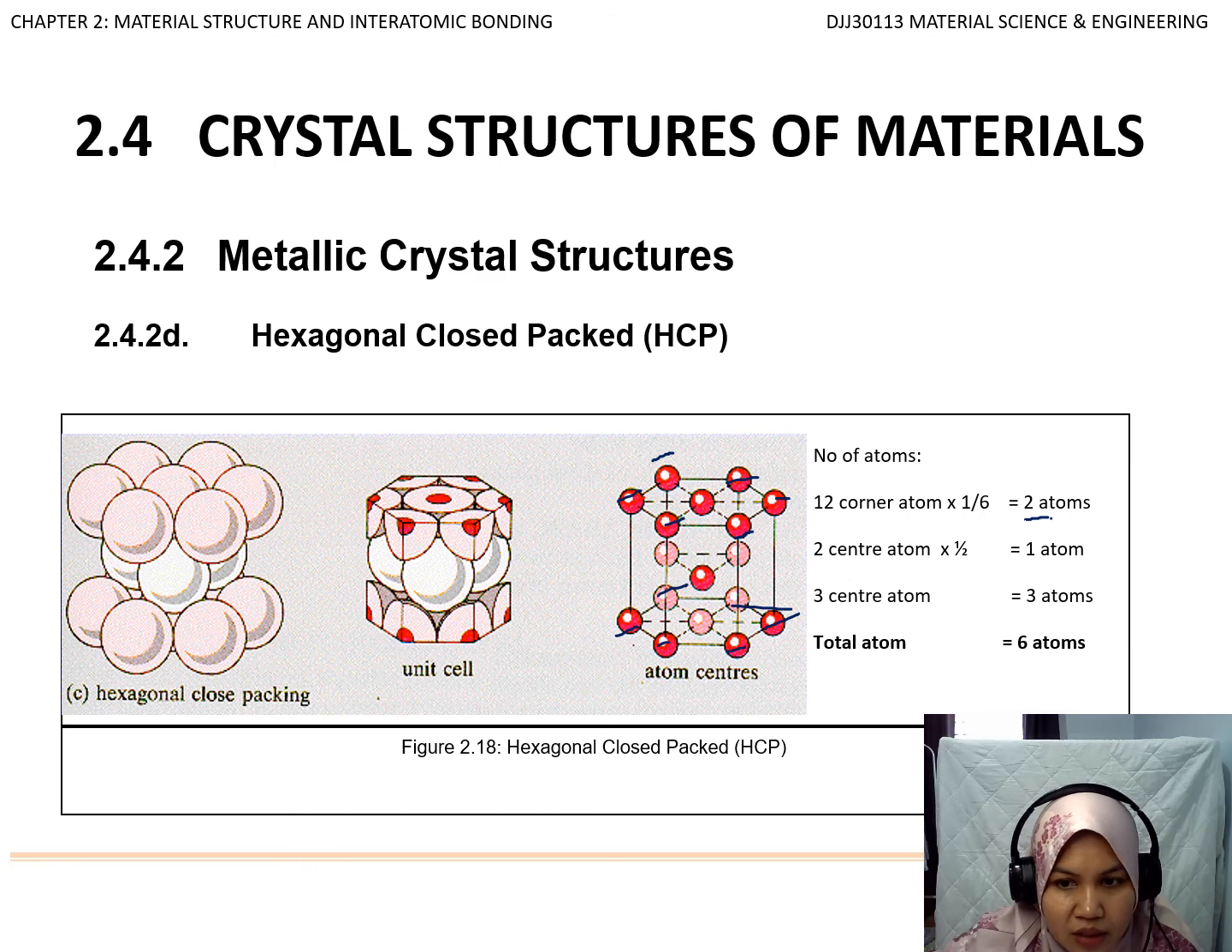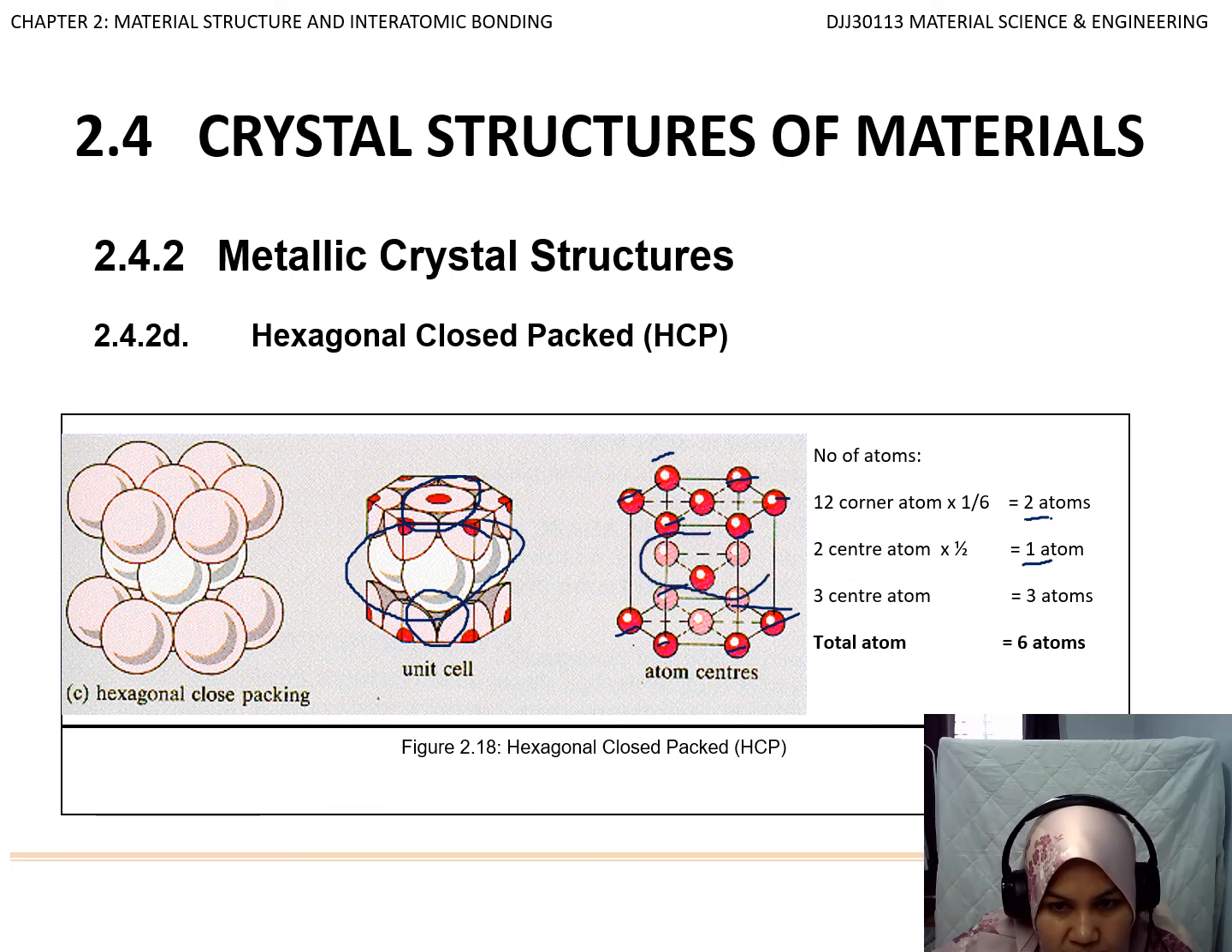Size dia adalah half lah yang ni kat sini. Ni boleh nampak sikit lah, half atas dan bawah. Okay, jadi total dia 1 atom and 3 center atoms. So dekat tengah ni ada lagi 3 atom. Kat sini 3 lagi atom. Sini kau nampak ya, 1, 2 dan 3 atom. So tambah 2 tambah 1 tambah lagi 3, so total dia 6 atom lah.